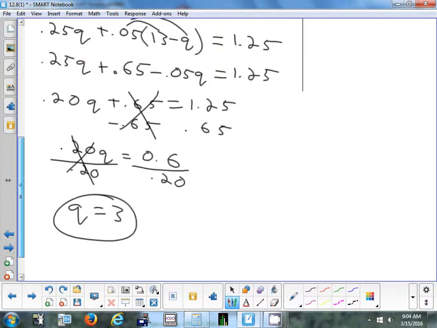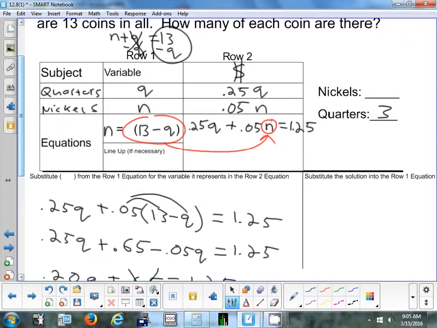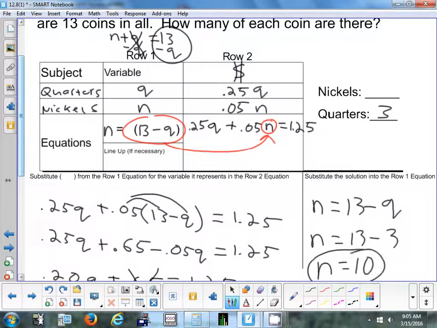Okay, so I have a spot, and it's going to be just like this on the test. You're going to have to go back up and write down your quarters on a line. Okay, what's the last thing we need to find? Nickels. Do I have a formula, or do I have an equation that'll tell me the nickels? Yeah, the formula is right here. Nickels is 13 minus Q. What did we just find for Q? 3. So how many nickels do I have? 10. Nickels is 10.